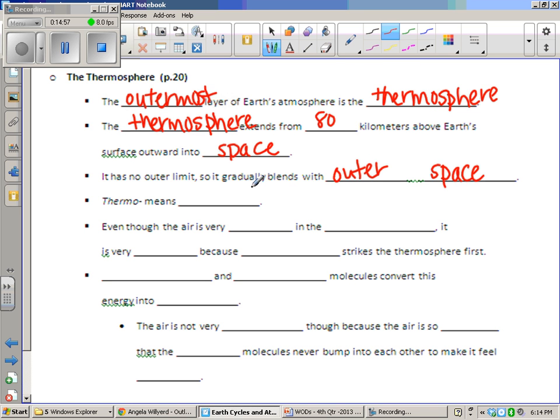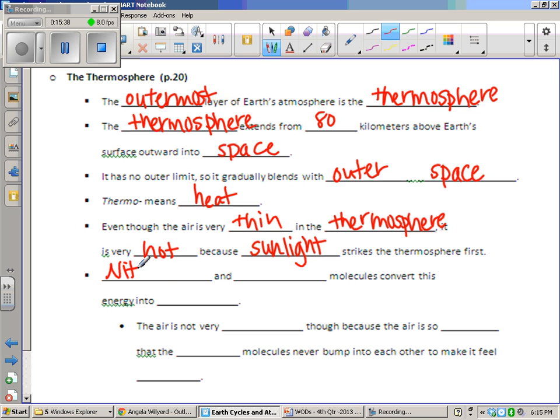Now, the word thermo, if you think about this prefix on this layer, means heat. So if you think of thermometer or thermostat, all of those things are related to heat. And even though the air is very thin in the thermosphere, it is very hot because the sunlight strikes the thermosphere first, because it's the outermost layer, the farthest away from Earth, closest to the sun in outer space.